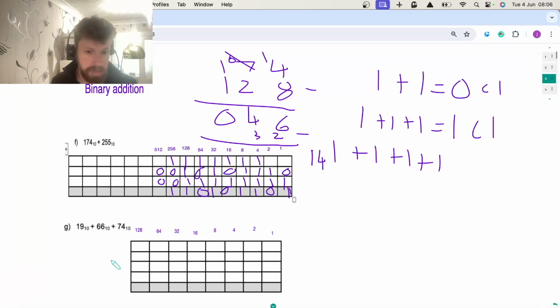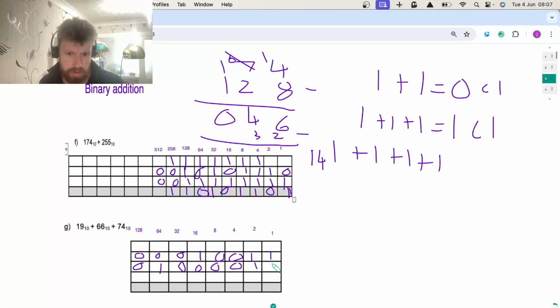Now 3 numbers, so again we're just going to convert these. We're going to put 19: 0, 0, 0, 1, 0, 0, 1, 1. So 3, 16 is going to give us 19 there. 64 is 0. That was a bit of a weird 0. 0, 64, 0, 0, 0, 0.